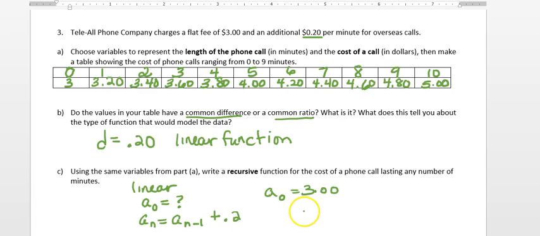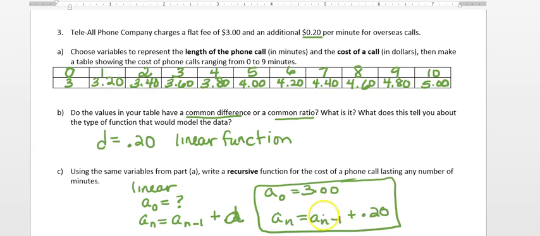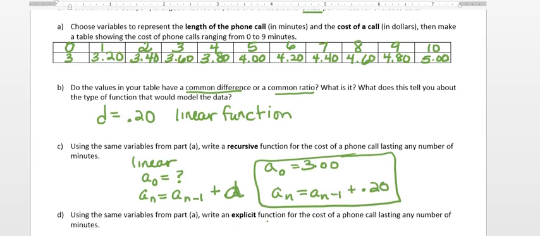So in that recursive model, plus the common difference, I'm sorry, is the general form. So this would be A sub n is equal to A sub n minus 1 plus 0.20, adding 20 cents. So this would be our recursive model. The A sub n minus 1 means you're using your previous term.